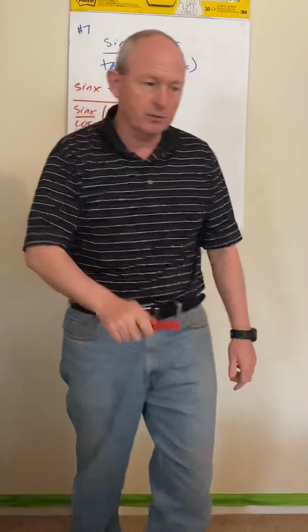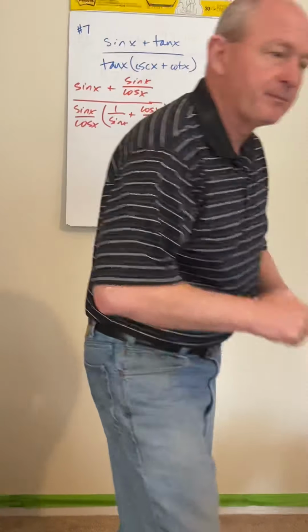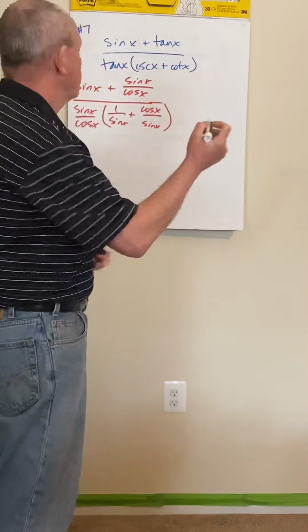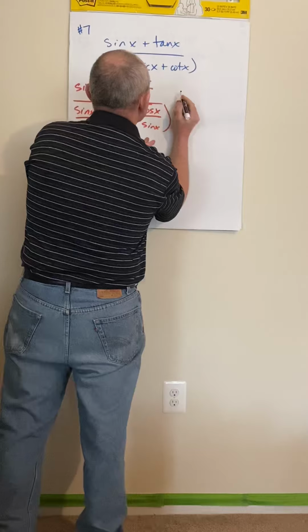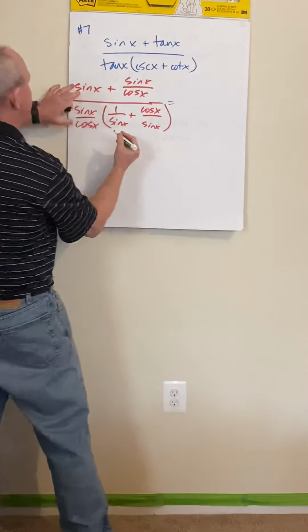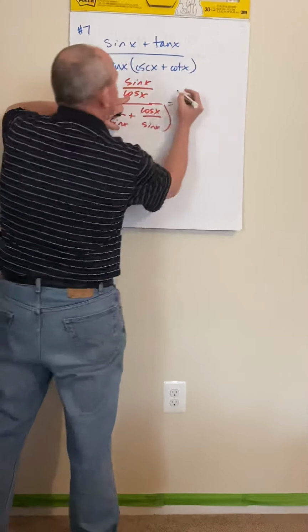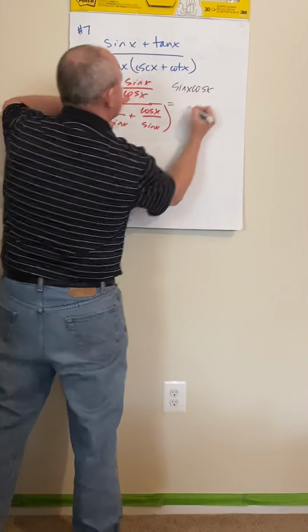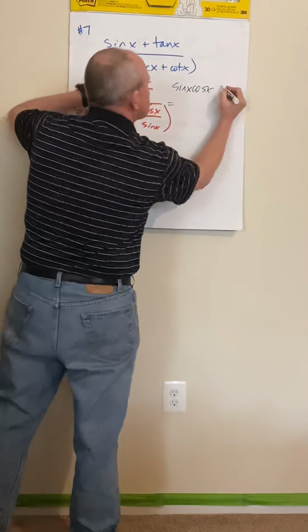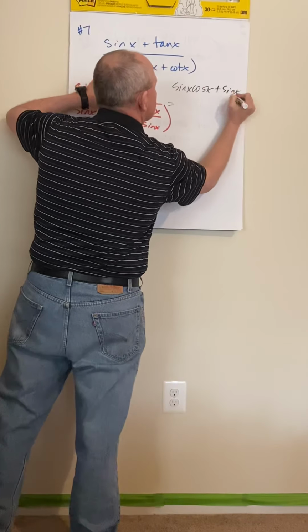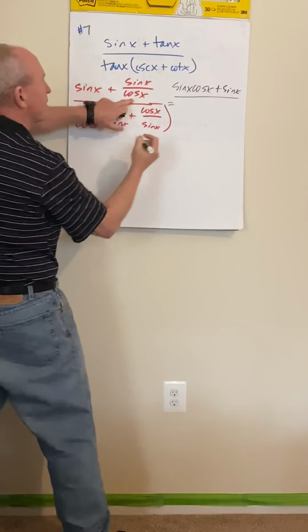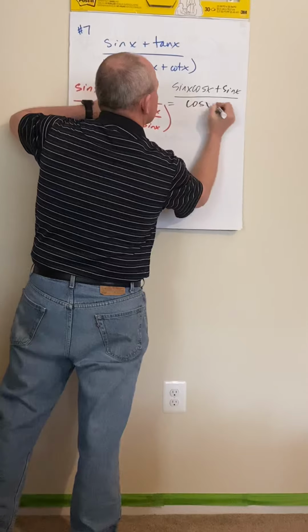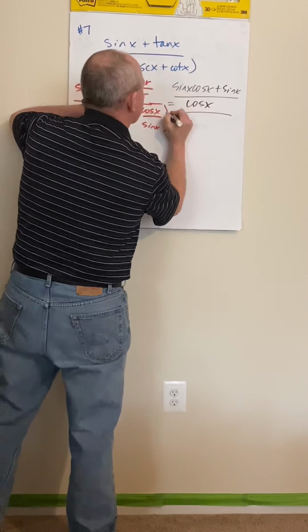I'm going to change colors so we don't get mixed up with each step. So I'm going to say this equals sine of x times cosine of x plus sine of x over cosine of x. That's my numerator.